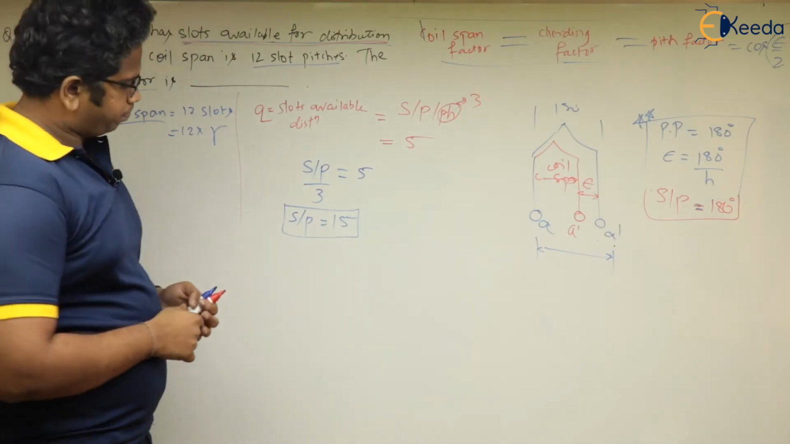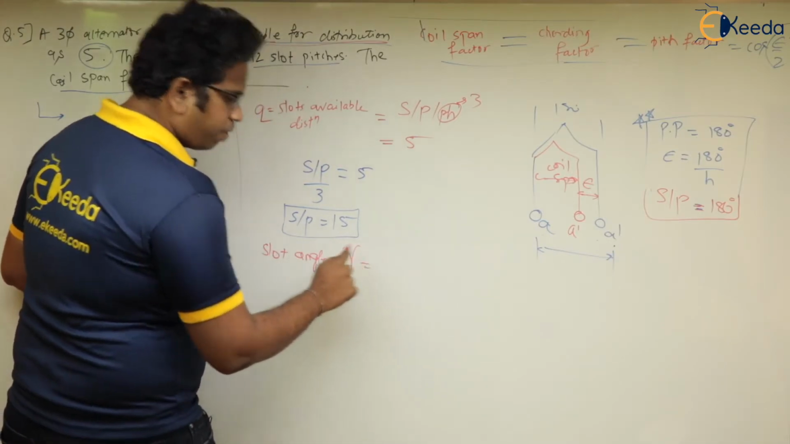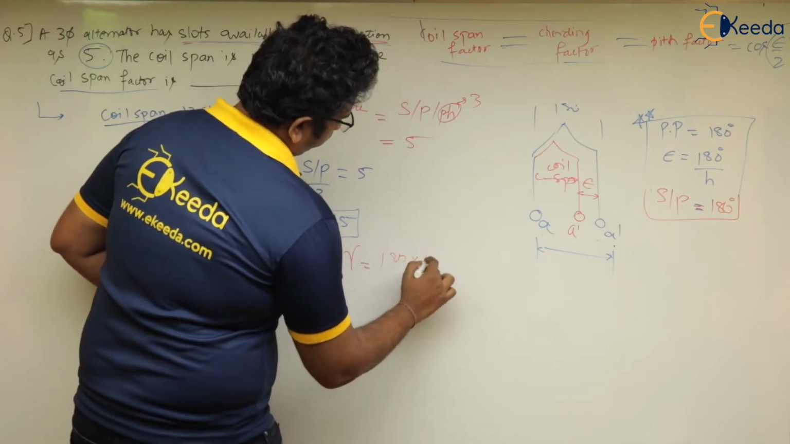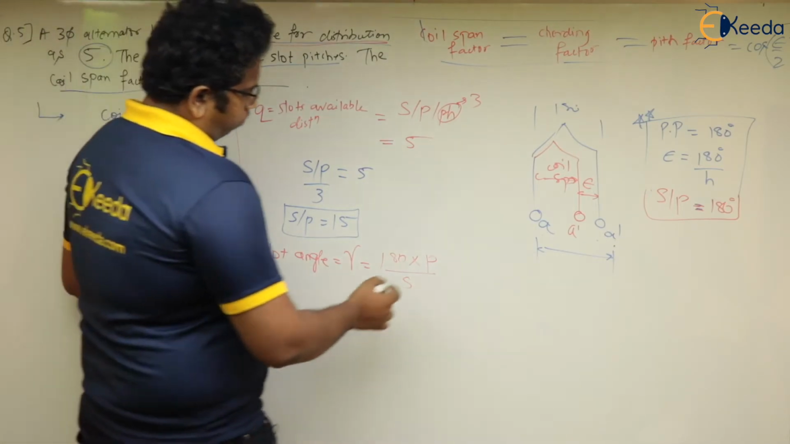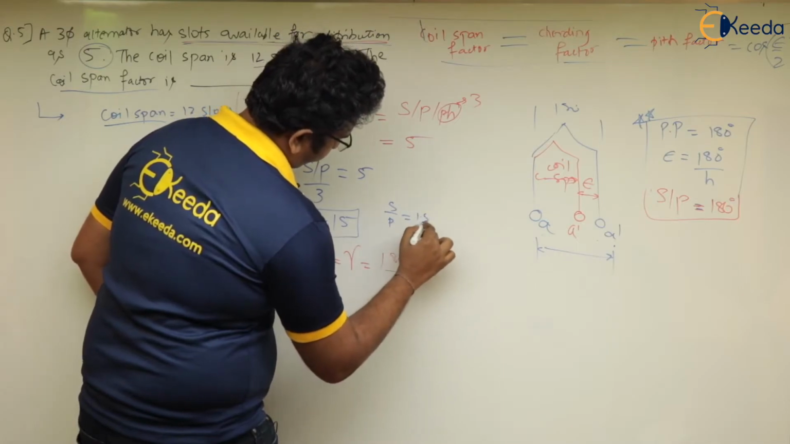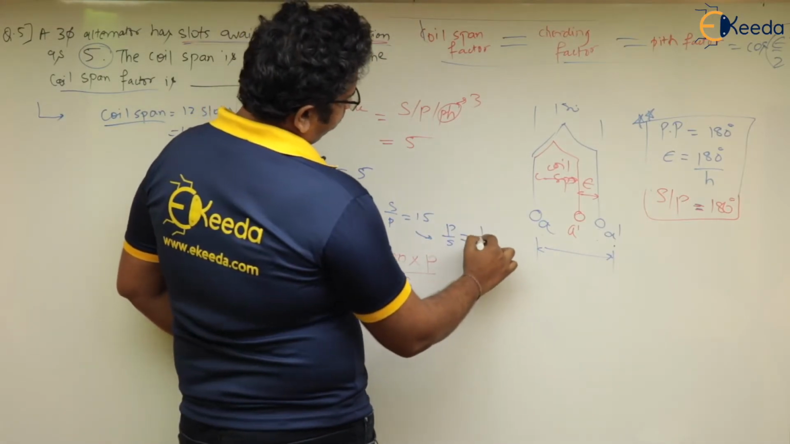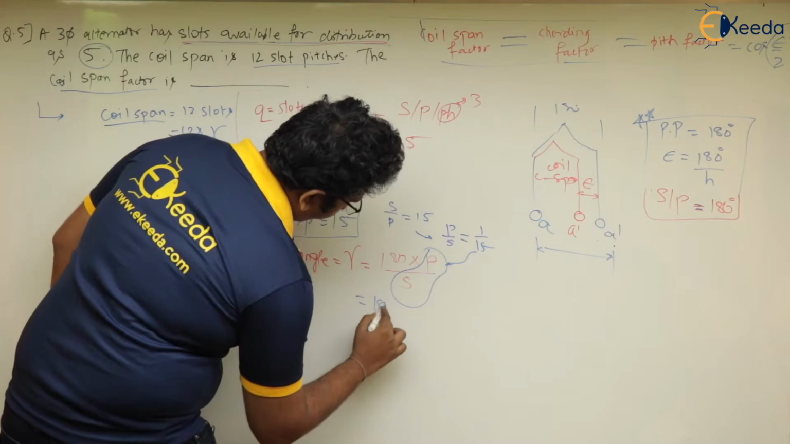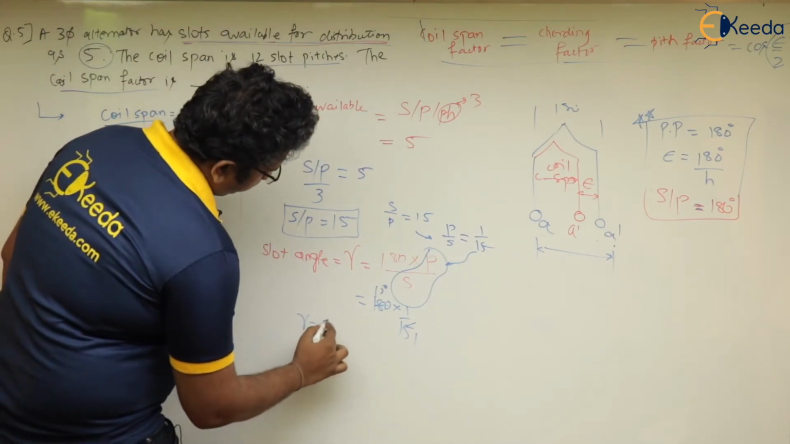We want gamma. What is gamma, sir? Slot angle. How to find gamma? It is total electrical degrees, 180 into P, divided by the number of slots. If slots per pole S by P is 15, how much is P by S? Inverse of 15, which is 1 by 15. So just replace 1 by 15 here, and you get 180 into 1 by 15. 15 12s are 180. So again you have got gamma equal to 12 degrees.